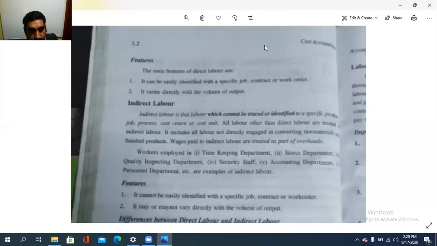Then features with regard to the direct labor. It can be easily identified with a specific job, contract or work order. Easily identified. Then it varies directly with the volume of the output.